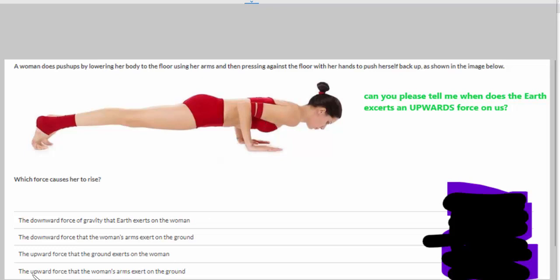Now let's look at this last answer. The upward force that the woman's arm exerts on the ground, very much the same argument as here. If the force is exerted by the woman, it cannot affect the woman. It might affect the ground, it cannot affect the woman. So we dismiss it on those grounds. Of course, it's not upwards since she's pushing down.